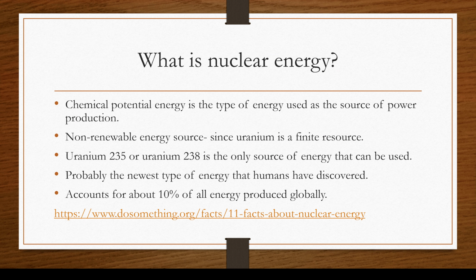What is nuclear energy? Uranium is chemical potential energy, and uranium is the type of energy used as the source of power production for many nuclear power plants. It is a non-renewable resource, since uranium is a finite resource and has to be mined out of uranium deposits. Uranium-235 or uranium-238 are the only stable atoms that are able to be used as a source of energy, and nuclear energy is probably the newest type of energy that humans have discovered. All this accounts for about 10% of all energy produced globally. That's only nuclear power plants that are producing 10% of the world's energy globally.